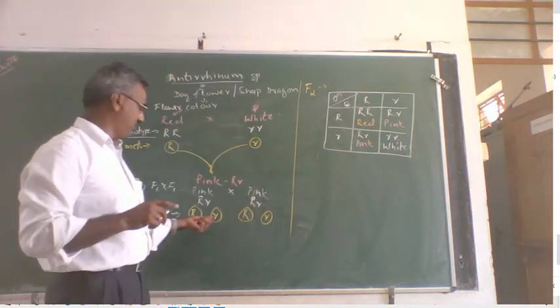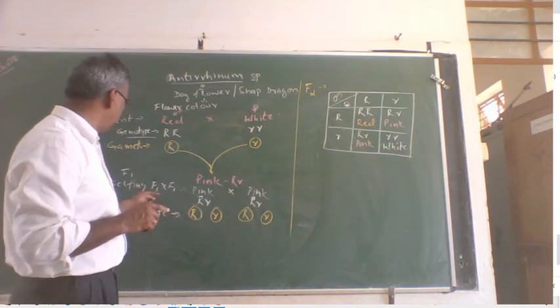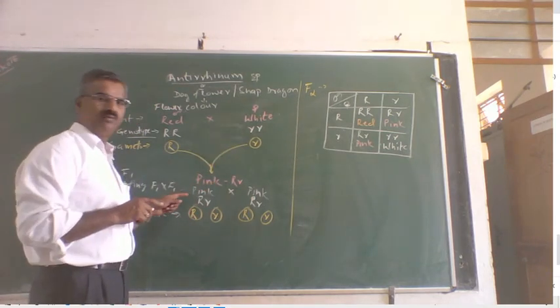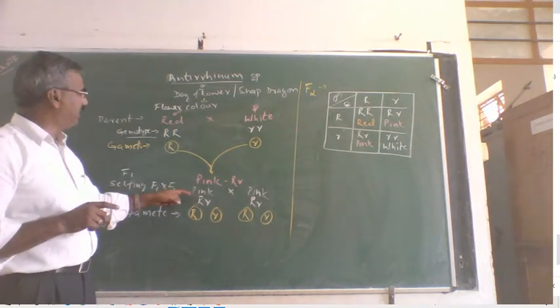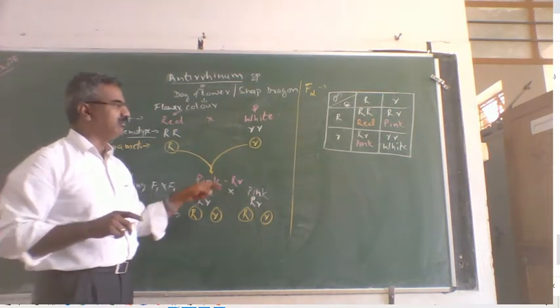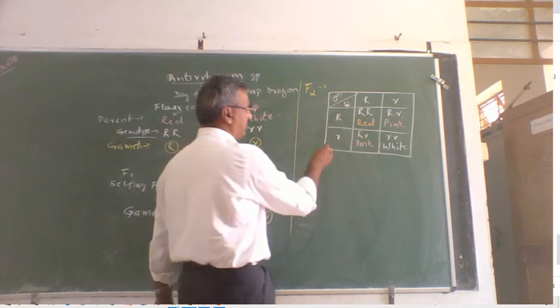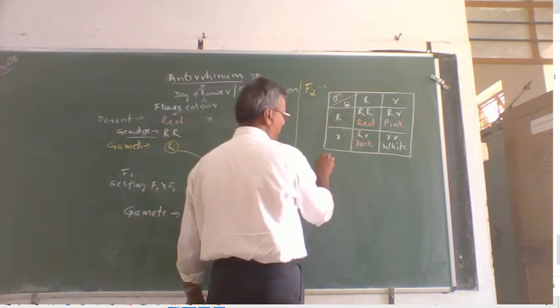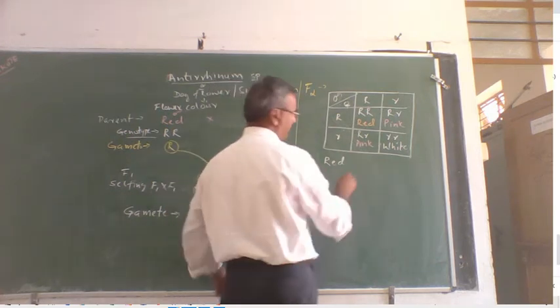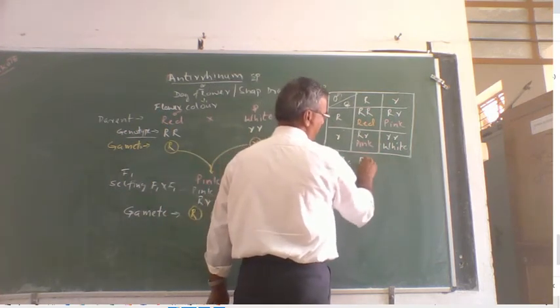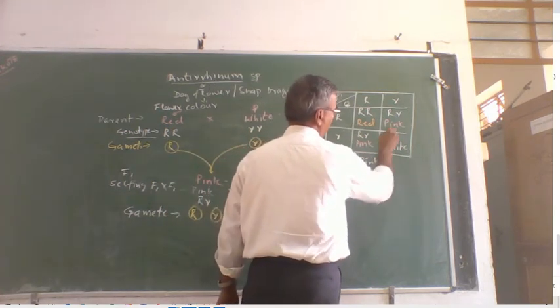So in this F2, we don't have the parents with the red and also white, it is only the pink. But in the F2 we have got, what are the phenotypes we have got? Red, pink, and also white.